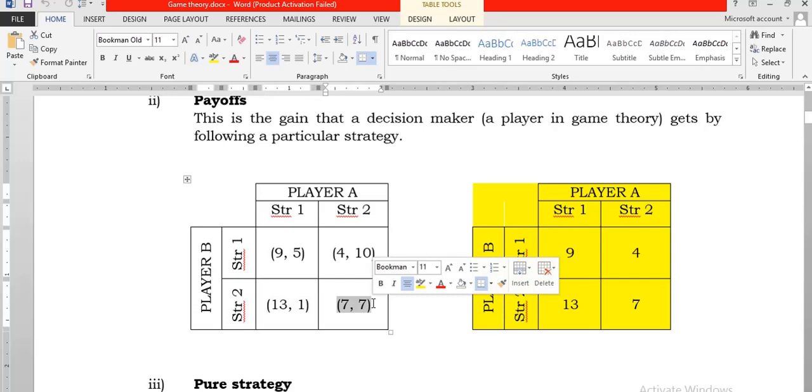What does this mean therefore? It means that whatever strategy one player applies will also affect the other player. Okay, so there are strategies that can be very favorable to one player rather than the other player. That's why you can see the strategy may be the same, but when the combination of strategies changes, the payoffs also change for both players.